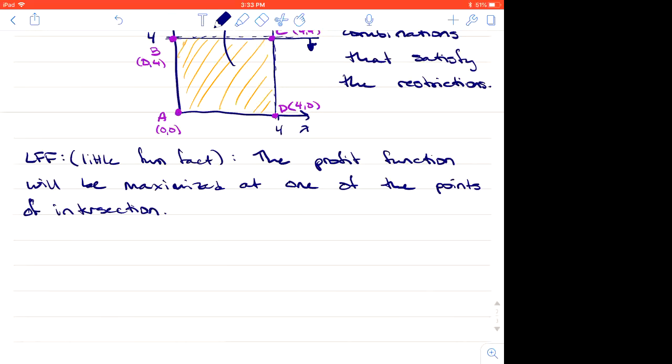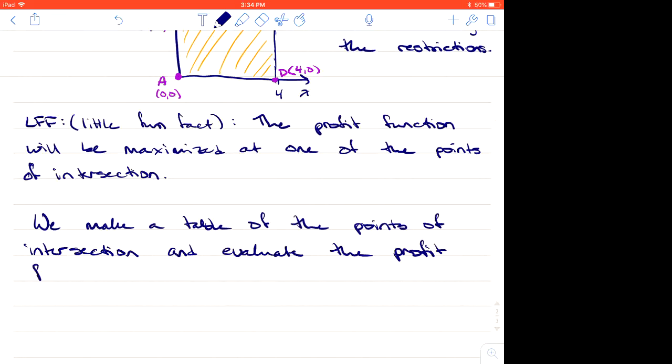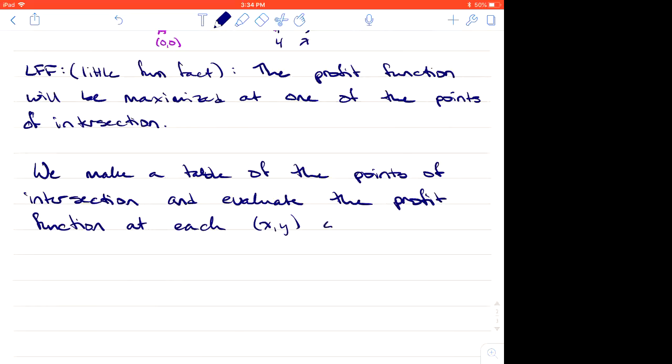So now we make a table of the points of intersection and evaluate the profit function at each XY combination to find the maximum.